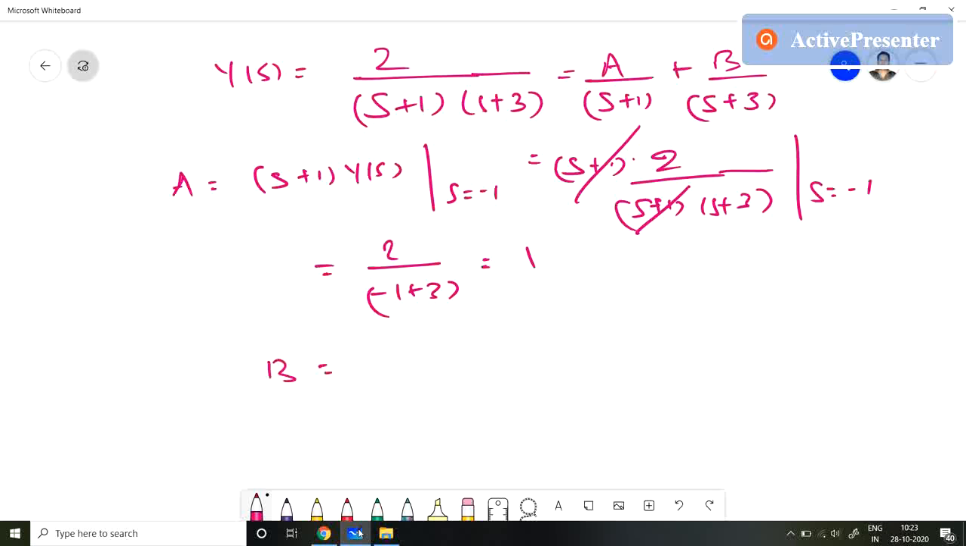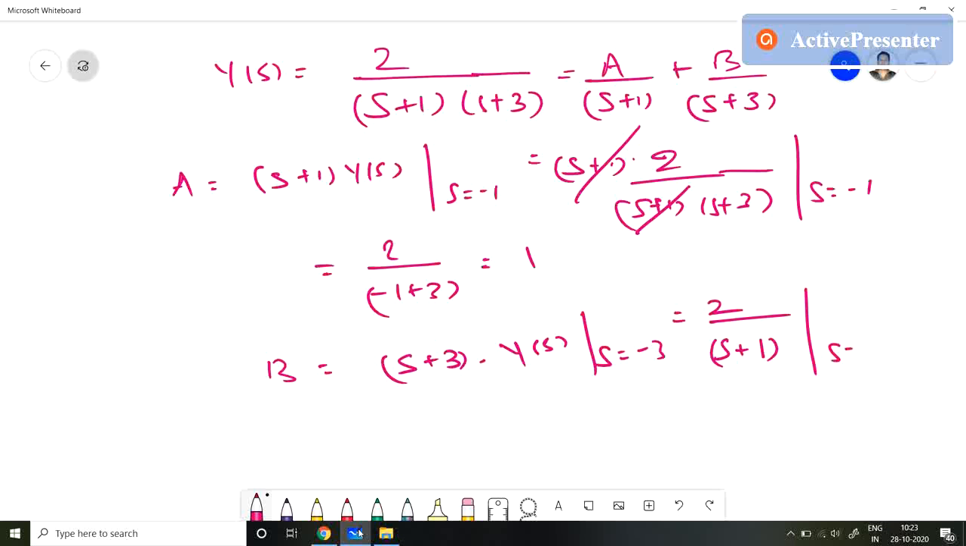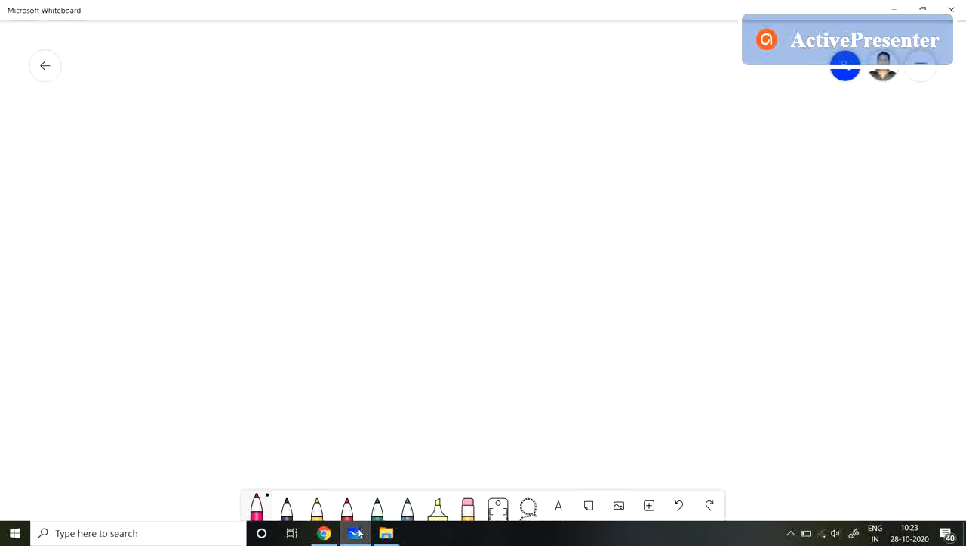Now similarly we can find out the value of B. So B is (s plus 3) multiplied by Y(s) at s equal to minus 3. So that is equal to 2 divided by (s plus 1) at s equal to minus 3. That is equal to 2 divided by minus 2, and it is equal to minus 1. So what we will get here? We will get Y(s) is equal to 1 divided by (s plus 1) minus 1 divided by (s plus 3).